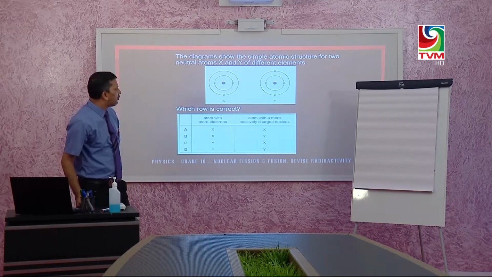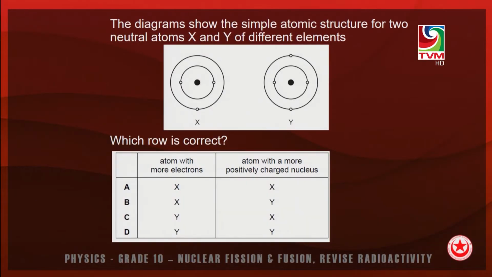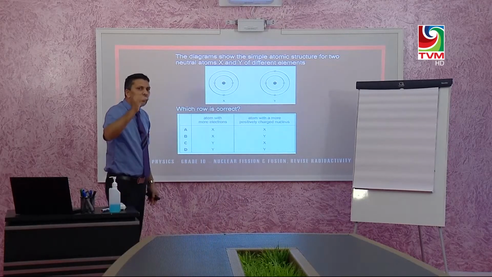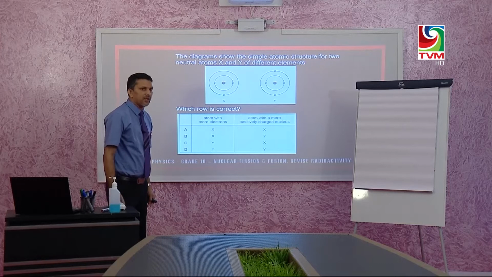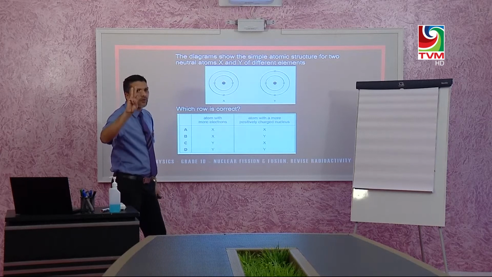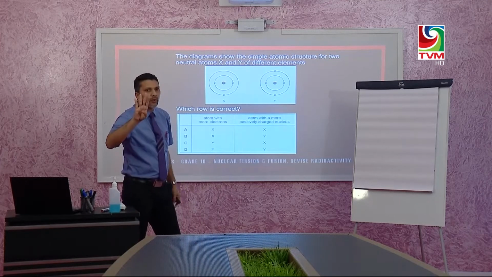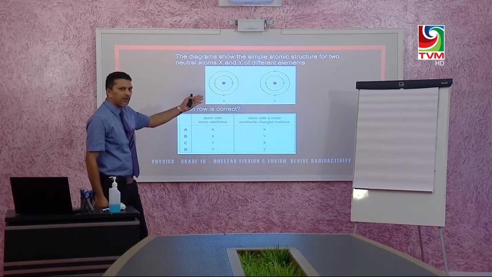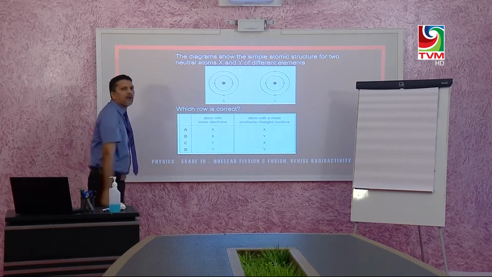And the second part, atom with more positively charged nucleus. Remember this thing, an atom contains an equal number of protons and electrons. So however many electrons there are, the same amount of protons will also be there. Protons have positive charge. Here 3 electrons in X, so 3 protons also, that means 3 positive charge. And here 4 electrons, so 4 protons, that means 4 positive charge. So which one has more positive charge? We understood that one, Y has more positive charge. So we got the answer, D is the answer.